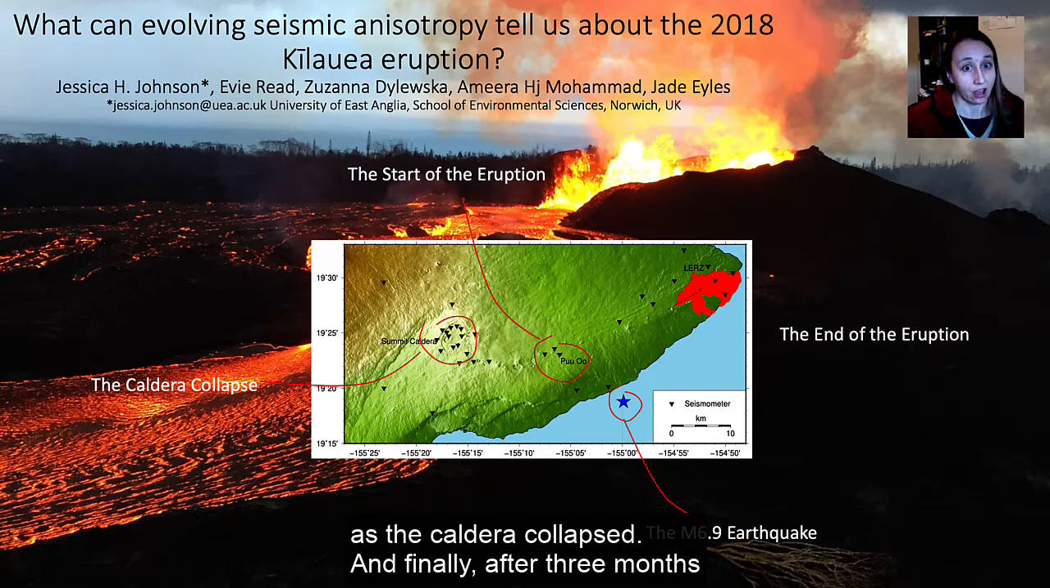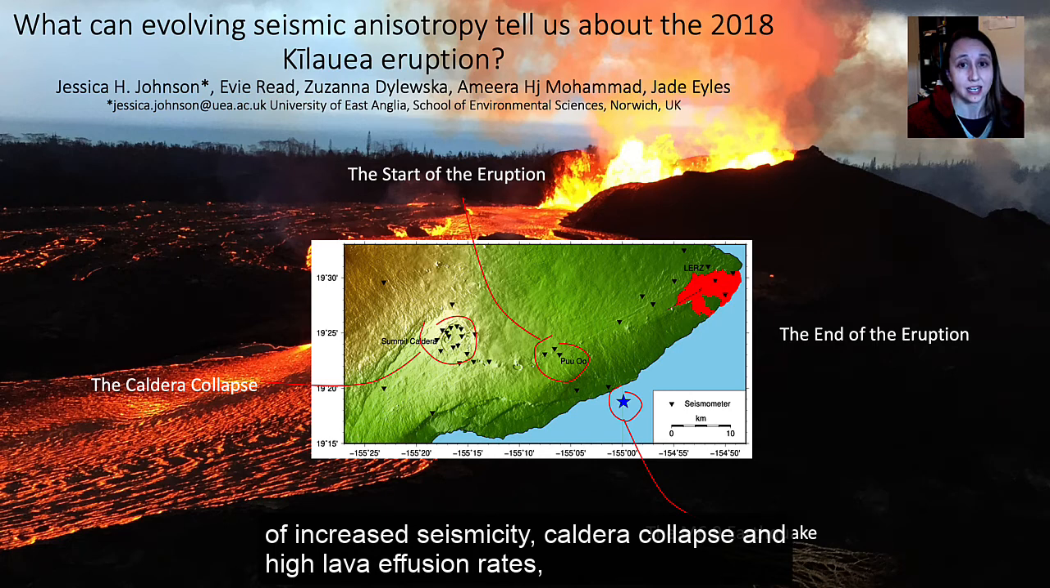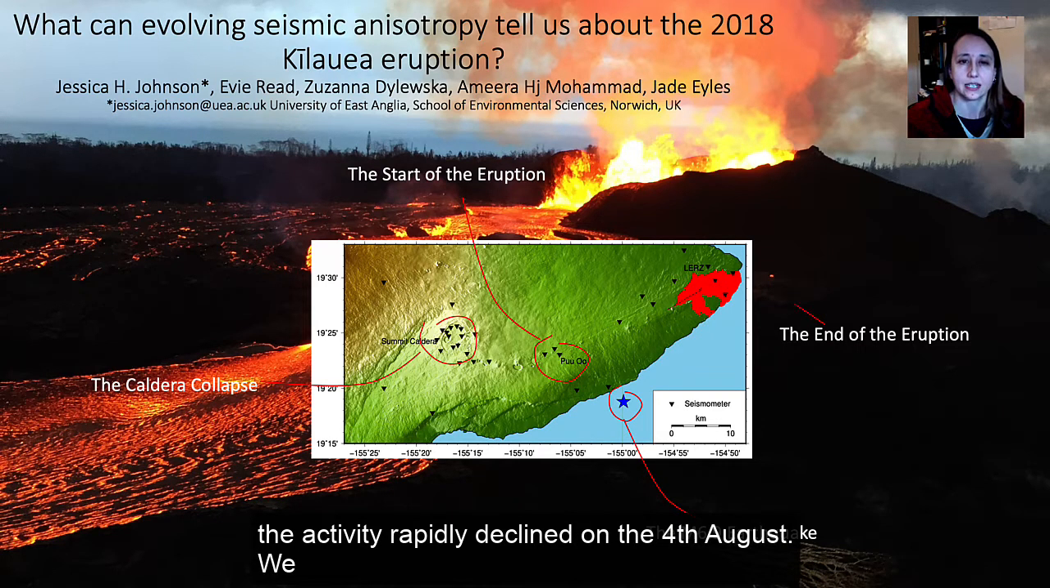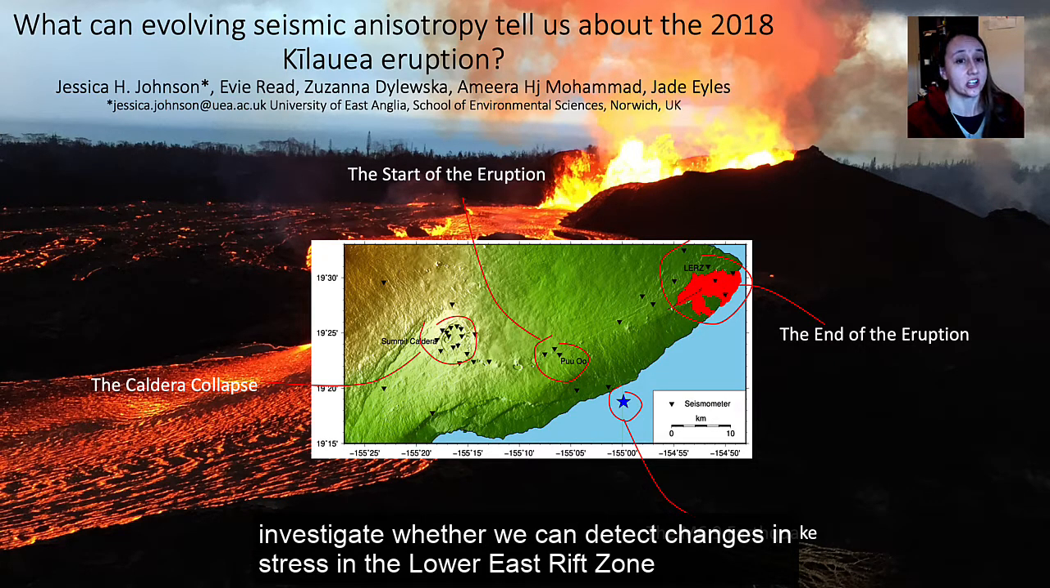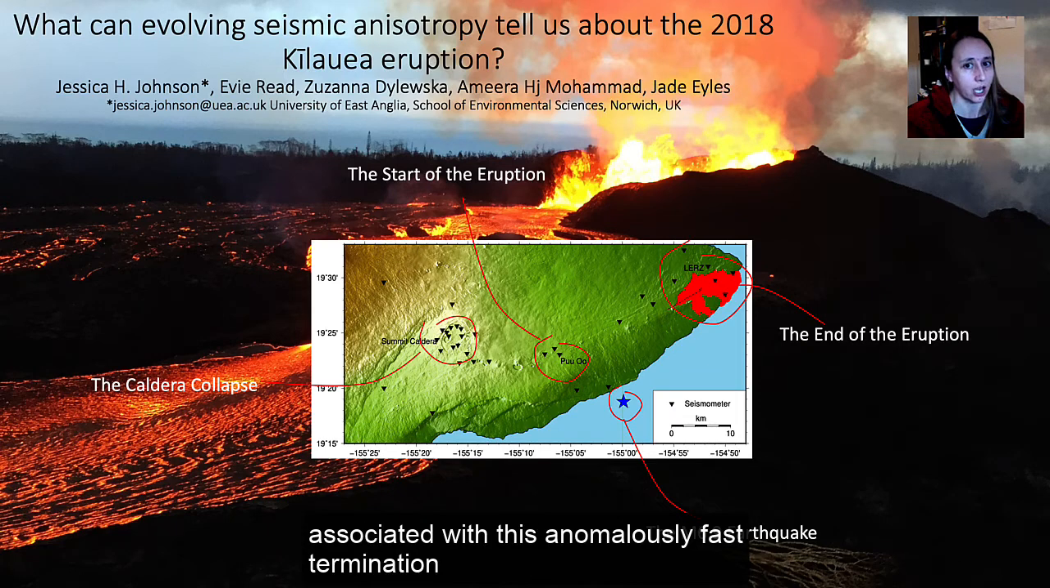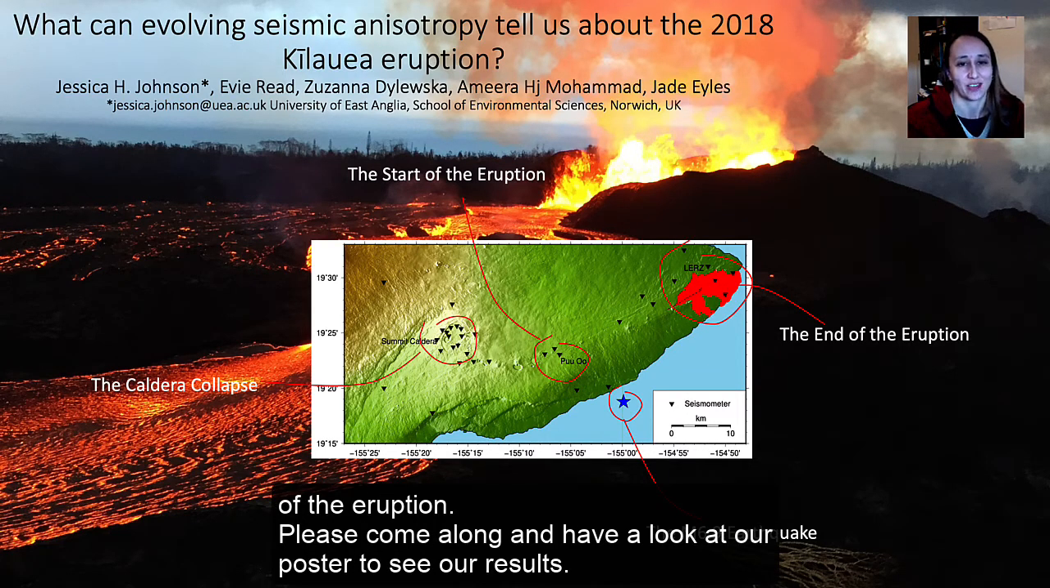And finally, after 3 months of increased seismicity, caldera collapse and high lava effusion rates, the activity rapidly declined on the 4th of August. We investigate whether we can detect changes in stress in the lower East Rift Zone associated with this anomalously fast termination of the eruption.